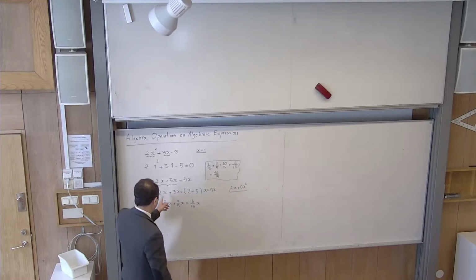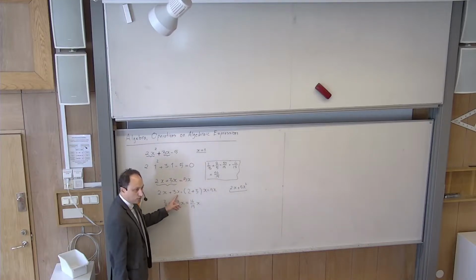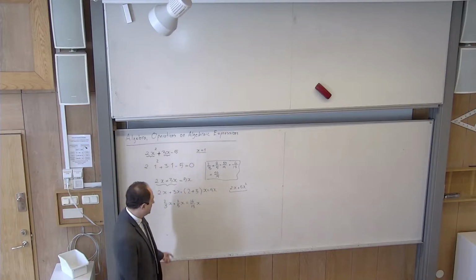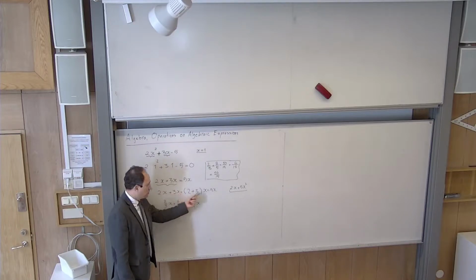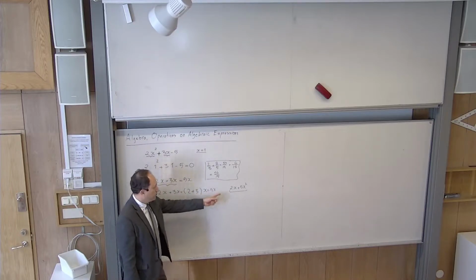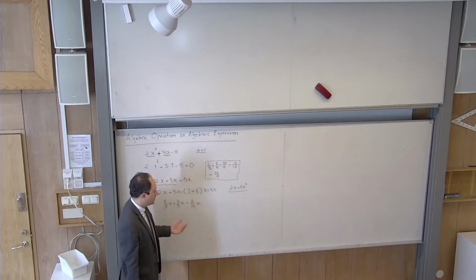But this one, no. 2x plus 3x, you can simplify it more. And that is what I want you to learn: to write the expressions as compactly as possible. So instead of 2x plus 3x, I just write simply 5x. But if I have x and x squared, I will not be able to continue further.